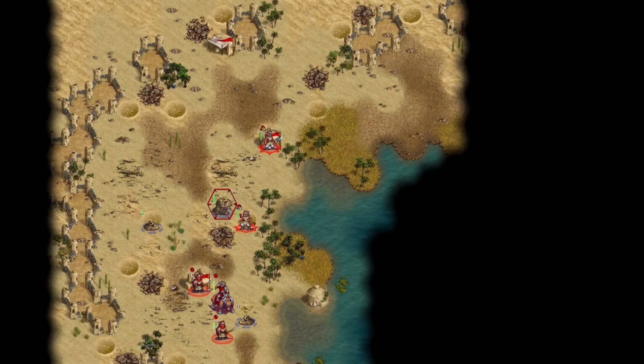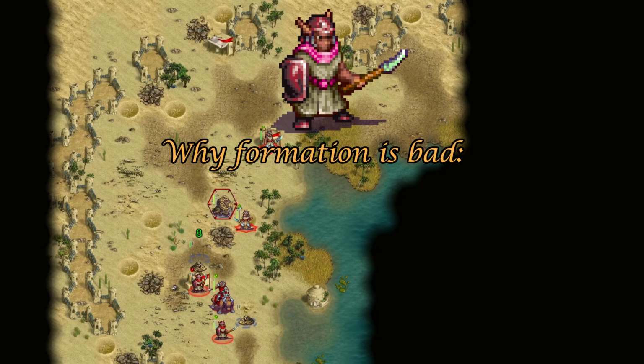And I will start with a question: why was I even reworking them? And the answer is very simple. I really hate formation ability. In my opinion, this ability is broken on multiple levels.